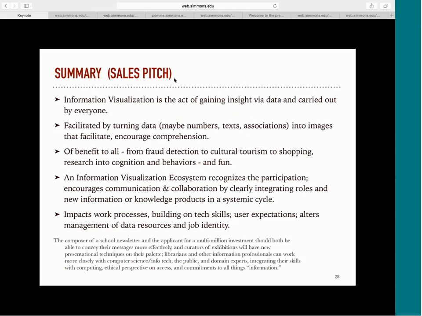Therefore, here's my sales pitch. And I'm almost done. The benefit for all, for detection, to fund cultural tourism, non-linear, non-closed, encourages participation for everybody, and it necessarily impacts work. You can read this if you'd like.